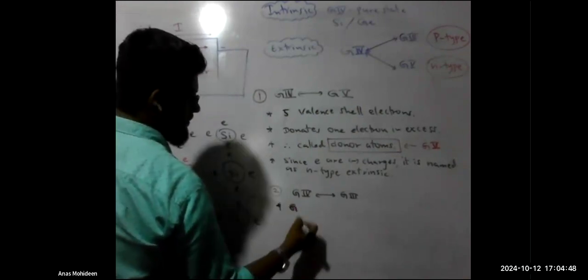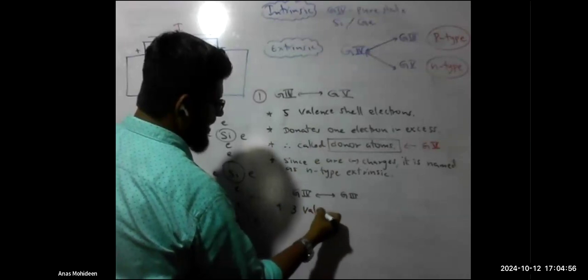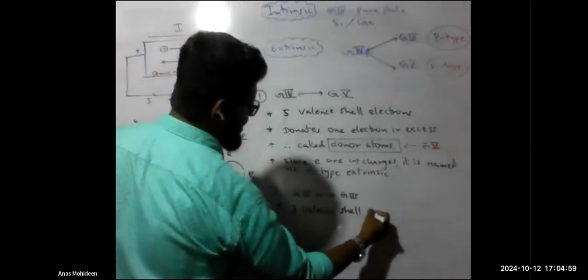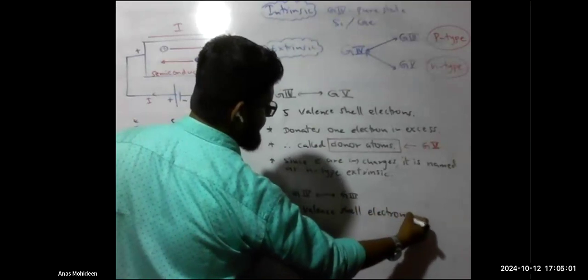Earlier it was donating atoms, group 5 coming up with an excess one. Now the third group is coming up with one electron left, so it is ready to accept that one. So what happens here? Look at this. Group 3 elements have only 3 valence shell electrons. So they can't donate, because they have a free hole.